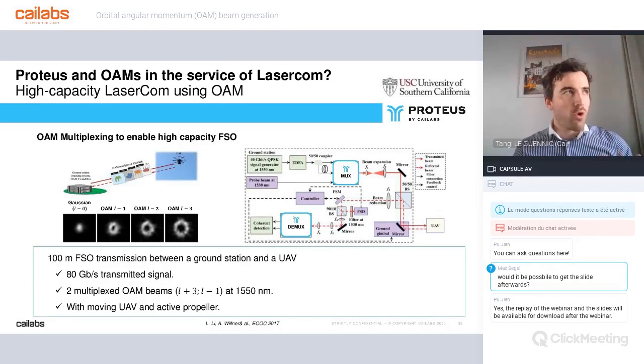He used only 2 OAM beams with different topological charges in order to multiplex the information to transmit much more information. Today, it's not the state of the art regarding the bandwidth of the OAM propagation in the air. However, we obtain really promising results. So for 100 meter transmission between a ground station and a drone in motion, we obtain a speed of transmission around 80 gigabits per second.